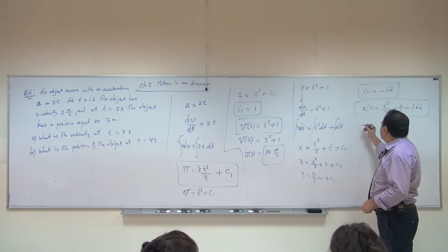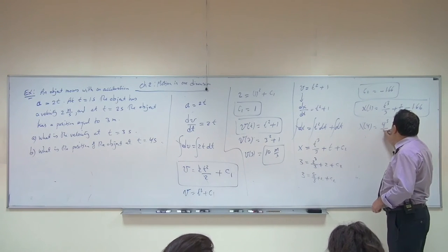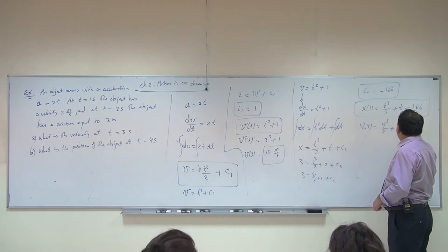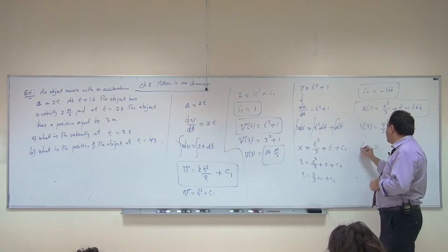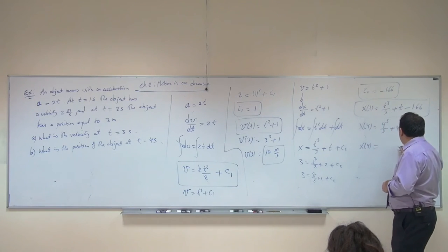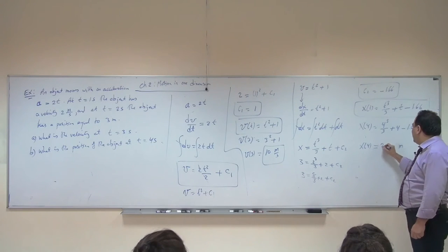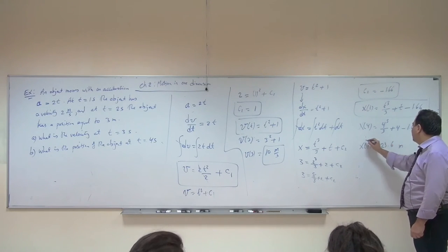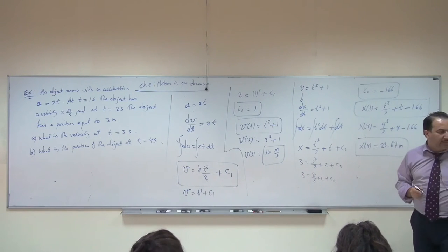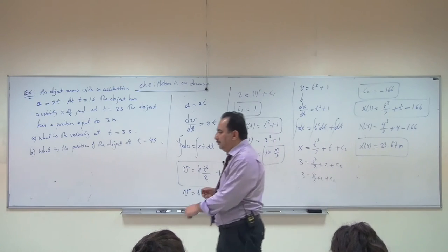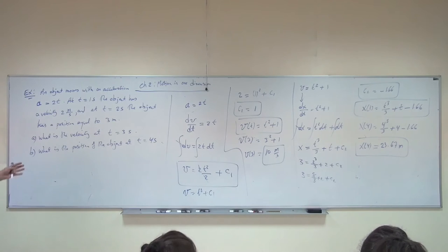I need x at 4. 4 cubed over 3 plus 4 minus 1.66. Someone evaluate this. You can find the final answer. X at 4 seconds, in meters. 23.67, okay, 3 significant figures. So this is how you evaluate, yeah?